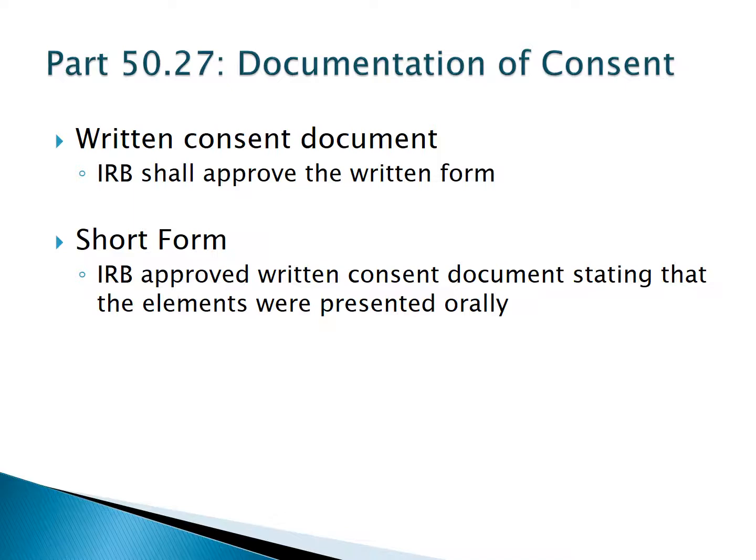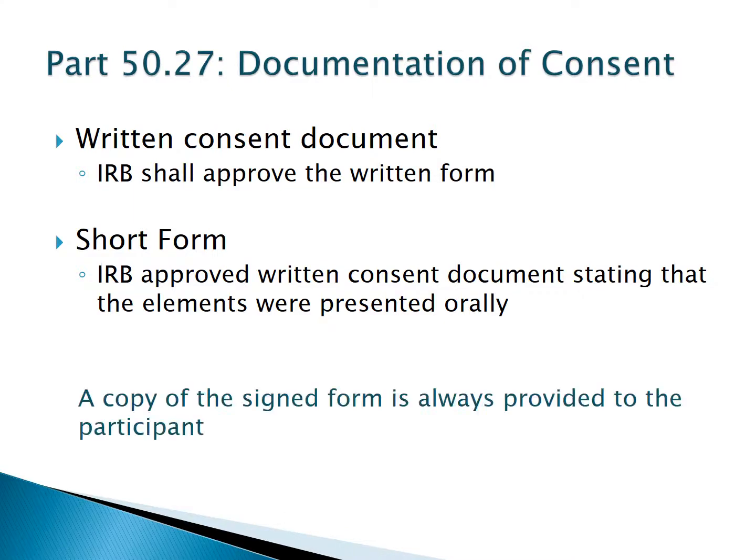So if you were to have an illiterate participant, you would use a short form because you would have to read the document to them orally. And this basically says, yes, I read those, this is what was included and this is what I read to them. And either the written consent document or the short form will be signed by at least the participant on the trial, at the very least. And a copy of the signed consent form is always provided to the participant. You keep the original at the research site, and the copy is given to the participant.